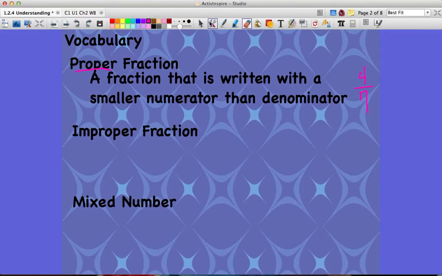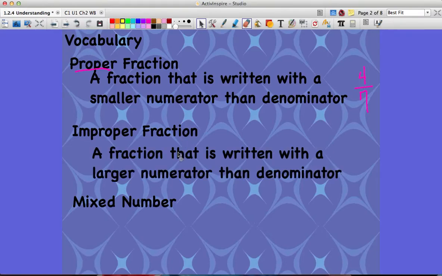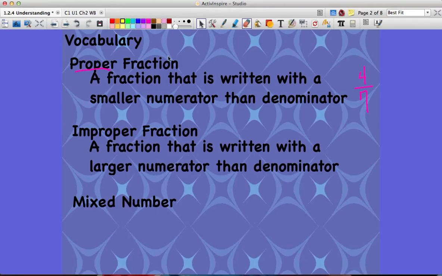you normally see something. An improper fraction then, so if a proper fraction is written with a smaller numerator and bigger denominator, what would you guess an improper fraction would be? If you said a fraction that is written with a larger numerator than denominator, you are correct. So whenever you see a numerator that's bigger than its denominator, you know that this is an improper fraction.